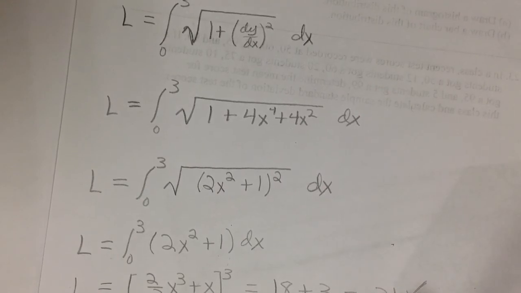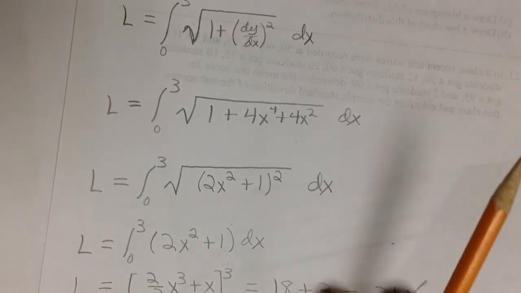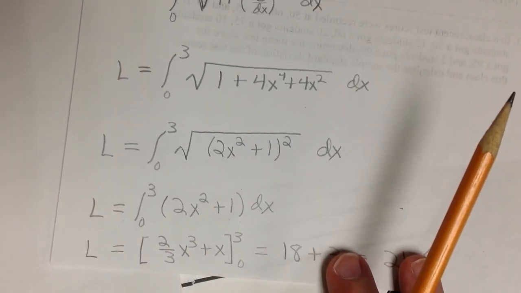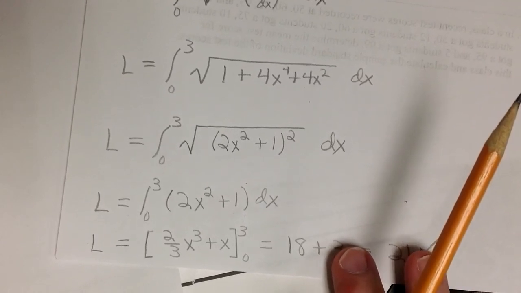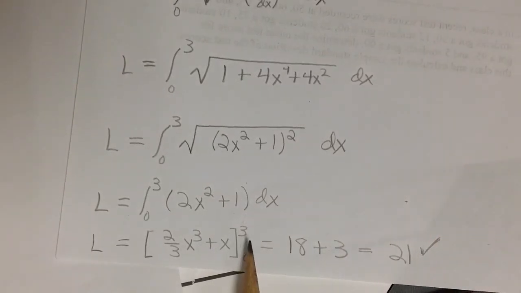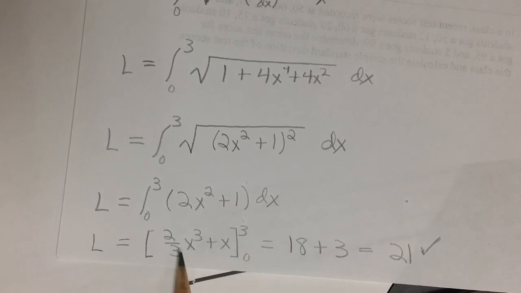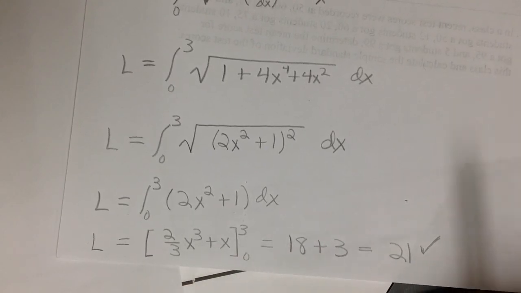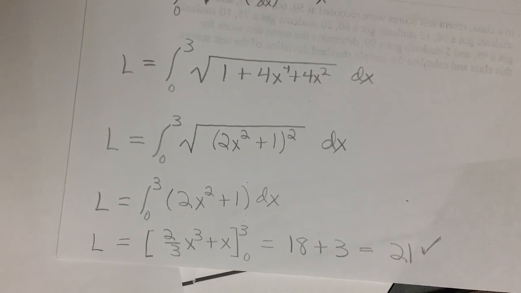And so we have a rather simple integration exercise where we are down to the power rule of integration. And so for the antiderivatives, we have 2x cubed plus x, and as x goes from 0 to 3, applying the numerical integration, we end up with 18 plus 3, and so we do have 21 for the length.